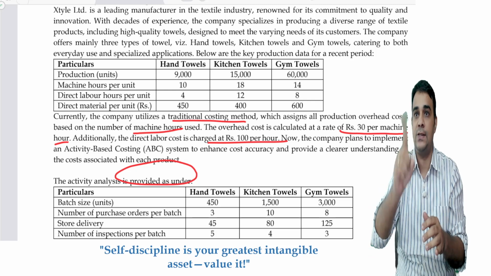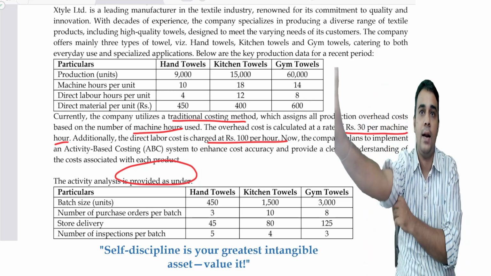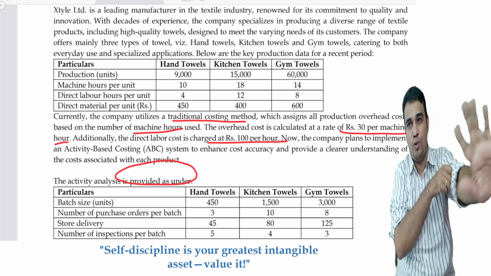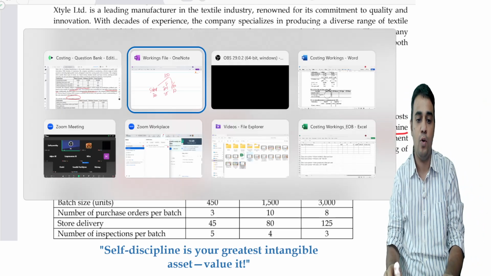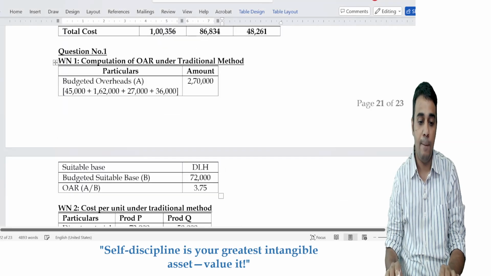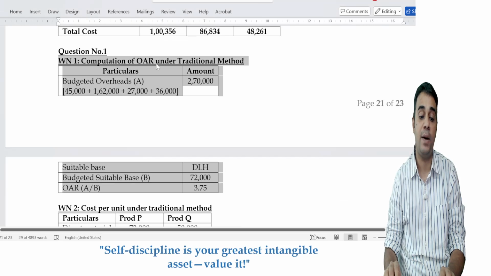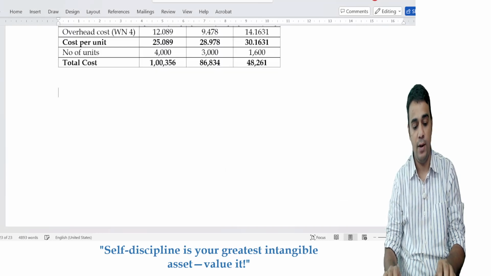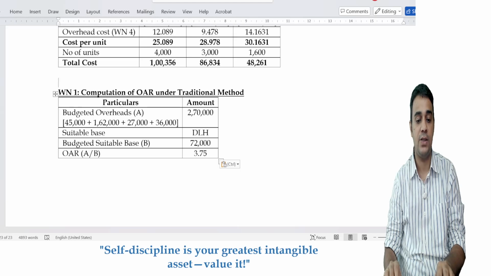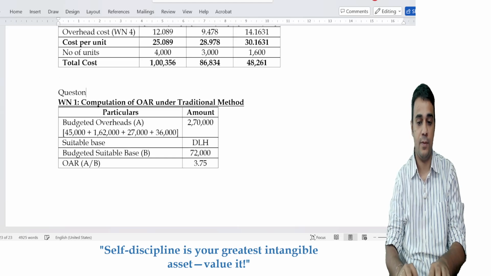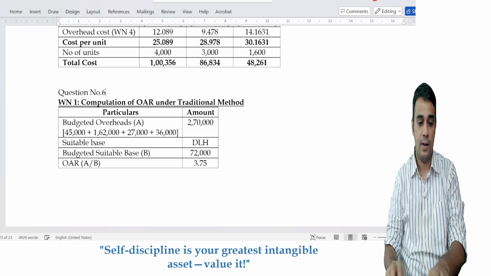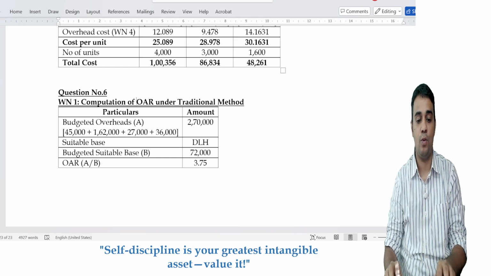So I'm going to do step 1 and step 3. Step 2 I don't want to do. I don't want to waste time in step 2. Working note 1: computation of, not OAR, computation of budgeted overheads.